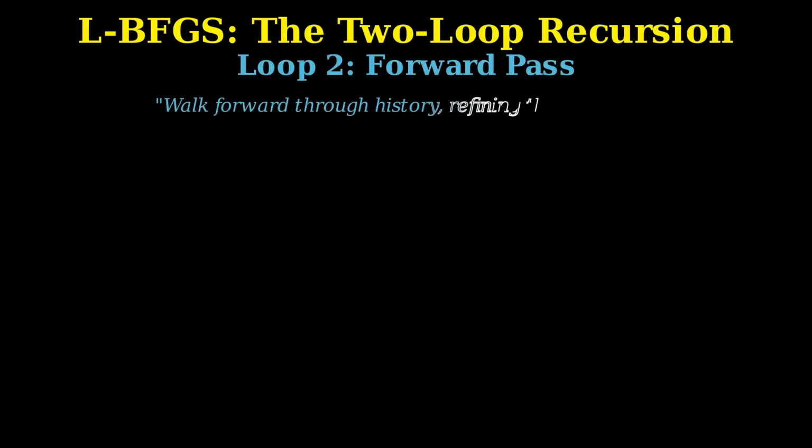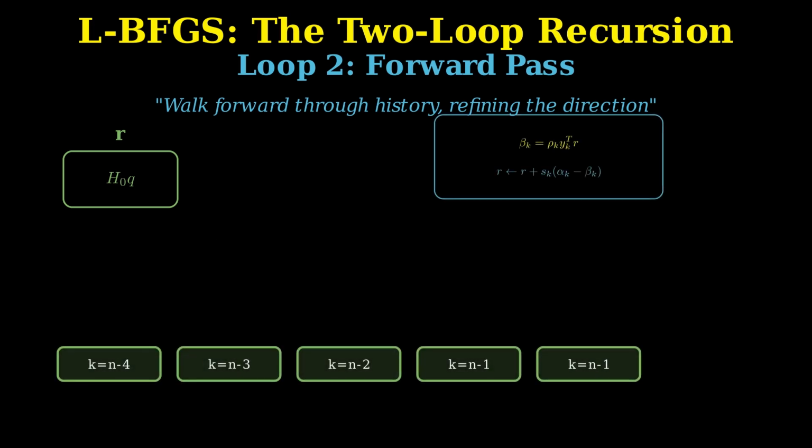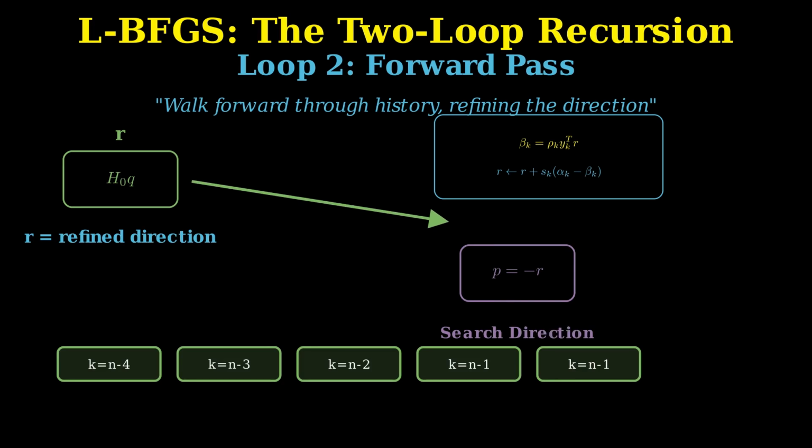Second loop, forward recursion. Start with R equal to some scaling of Q, often just Q itself. For k from oldest to most recent, compute beta equals rho k times Yk transpose times R, update R, add Sk times the difference, alpha k minus beta. Output, P equals negative R. This is our search direction. This gives us the same direction as if we'd stored B and computed B times gradient, but using only O of m times n operations and memory.